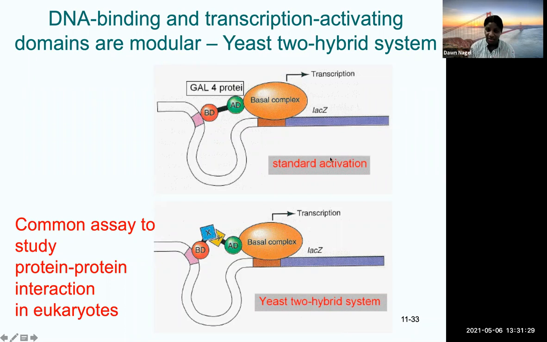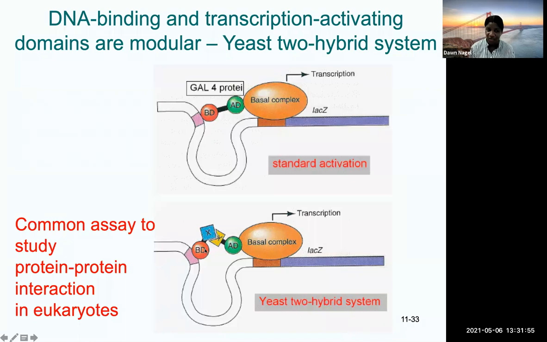So what we have done is we know that you can separate the DNA binding domain and the activation domain. So what we can do now is add to the DNA binding domain a protein that we want to study, and then to the activation domain another protein we want to study, to see whether or not these two proteins are able to interact with each other.